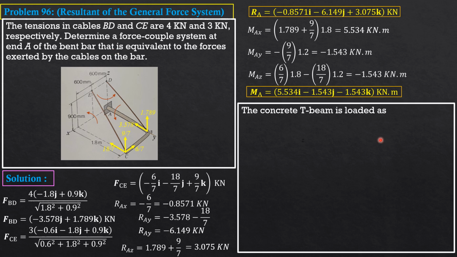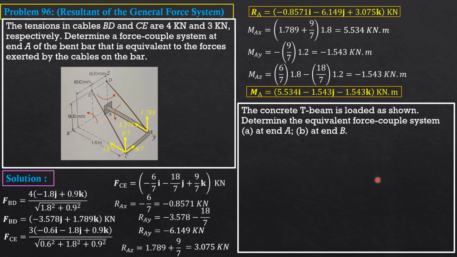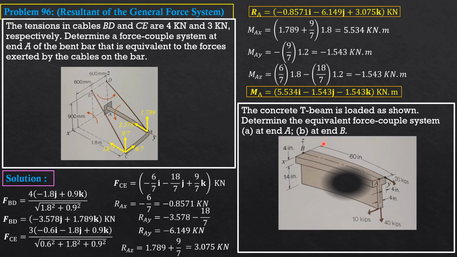For your part, the concrete T-beam is loaded as shown. Determine the equivalent force couple system at end A, then at end B. This is the figure. There are three forces. And take note of the labeling of the dimensions. You might be confused or wrongly assign the moment arm.